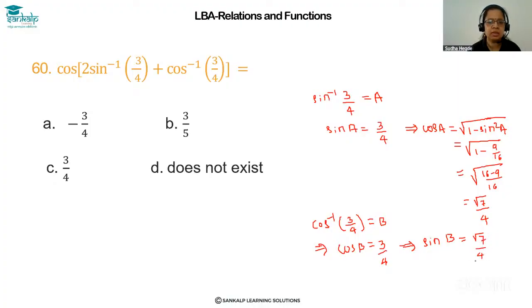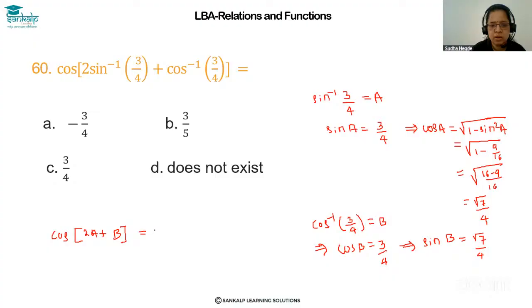Now take the given expression and simplify, you will get the answer. Cos of 2, what is sin inverse 3 by 4? It is A. 2A plus cos inverse 3 by 4 is B. So cos A plus B formula you have to use. Cos A cos B minus sin A sin B.